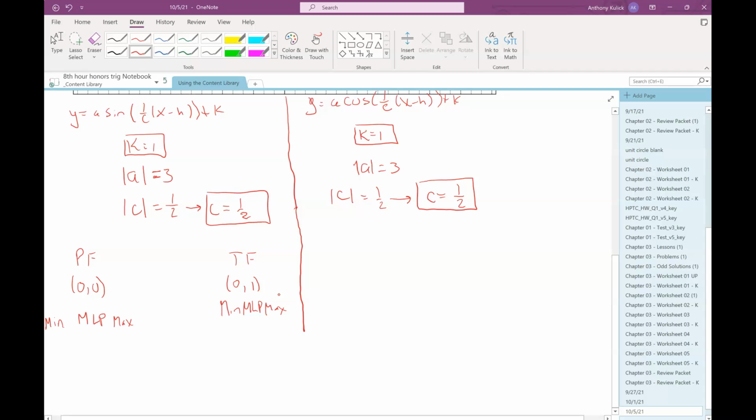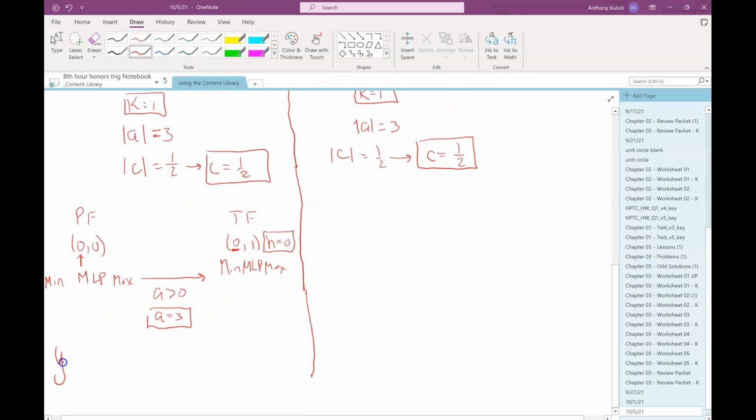And now I have all the information I need to determine my sign for A and the value for H. Since I have the same type of midline point in my parent function and transformation, that tells me that my A is positive. And because the x-coordinate for my parent function is 0, that tells me the x-coordinate for my transform function is H.